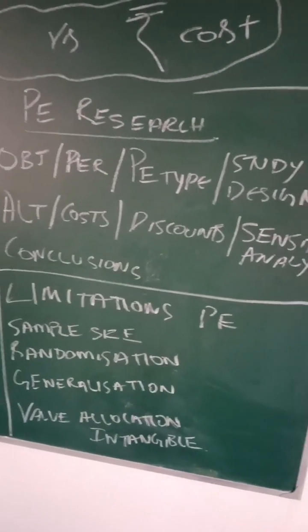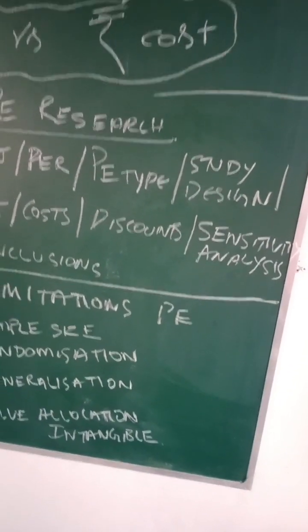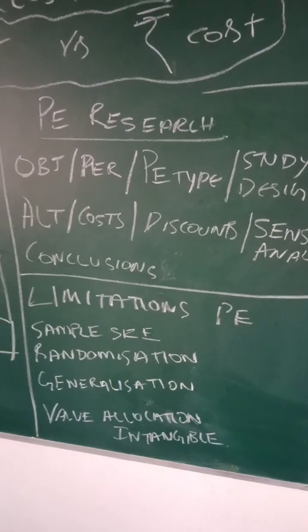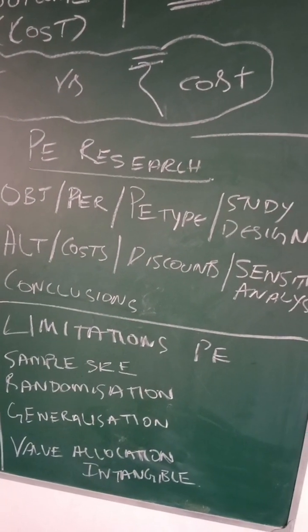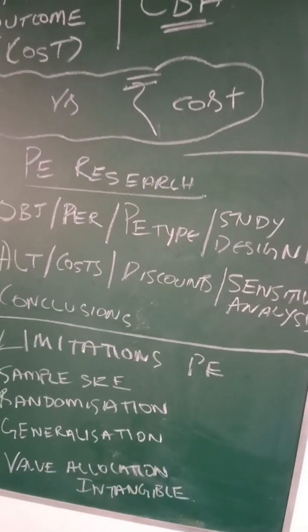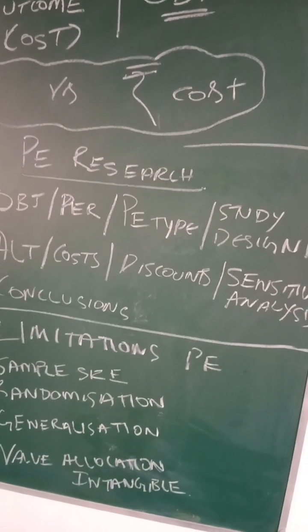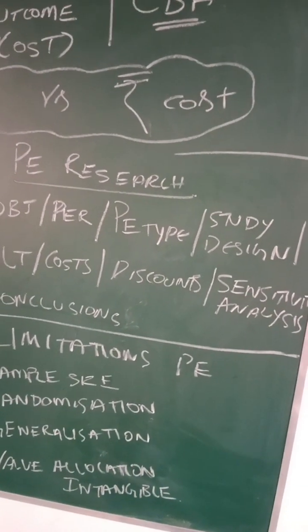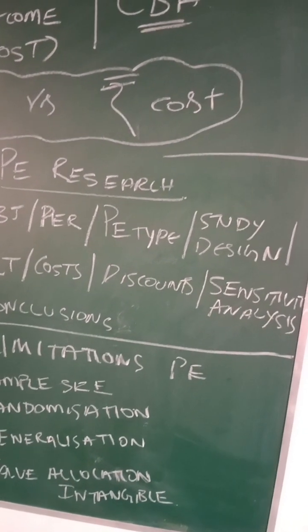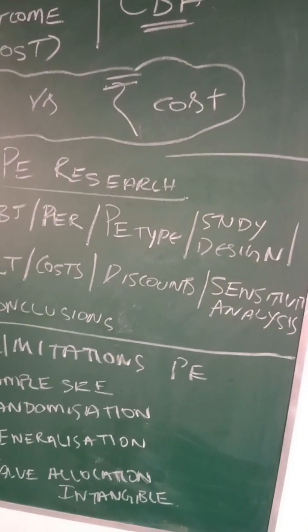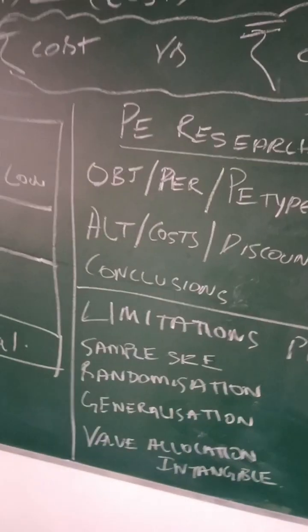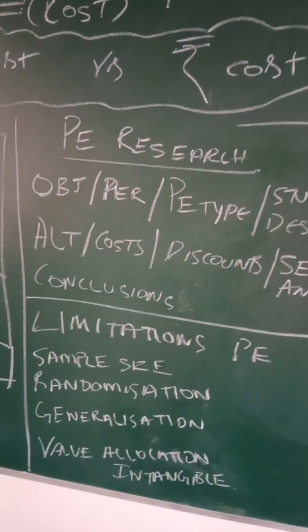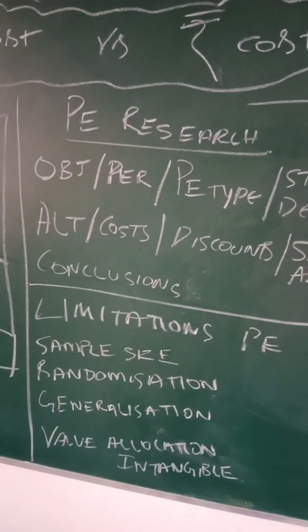What are the limitations of pharmacoeconomic studies? Sample size is not that big. Randomization is a problem. You cannot randomize them into control group and test group. Doing all these things is not really possible over here. Generalization is an issue. We don't really know, for the intangible and the opportunity cost, what cost actually should be given in terms of rupee value. Value allocation for the intangible elements is a limitation of pharmacoeconomic studies.